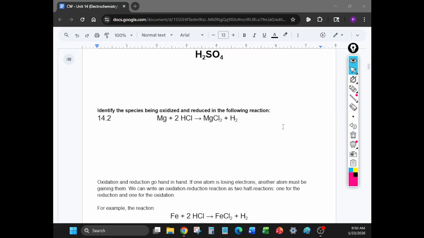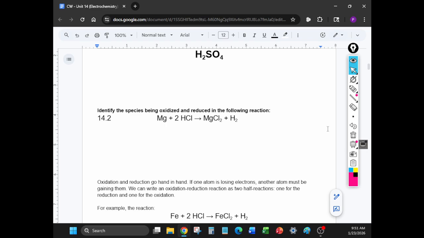Alrighty. So before we move on, I'm not going to scroll down too much, but at the bottom of the screen, you should see this reaction right here. I want you to pause the video and see if you guys can figure out which of these substances is oxidized and which one is reduced. So pause the video and try that out.